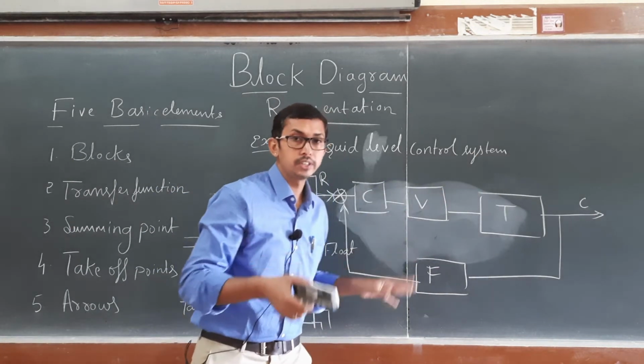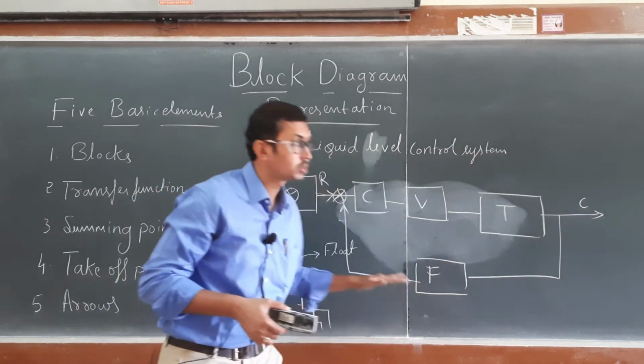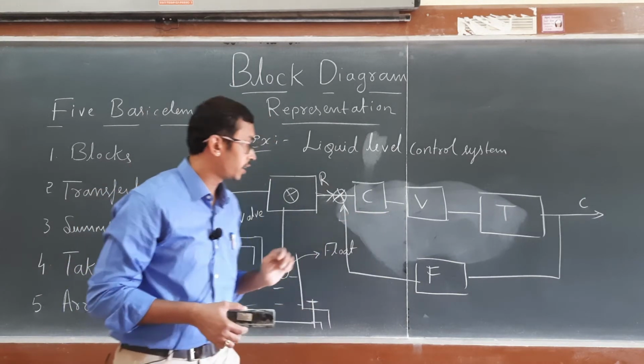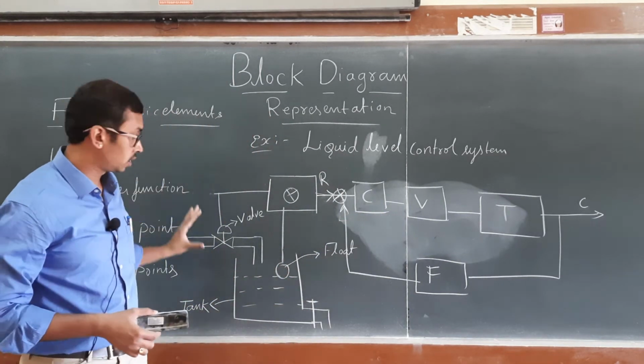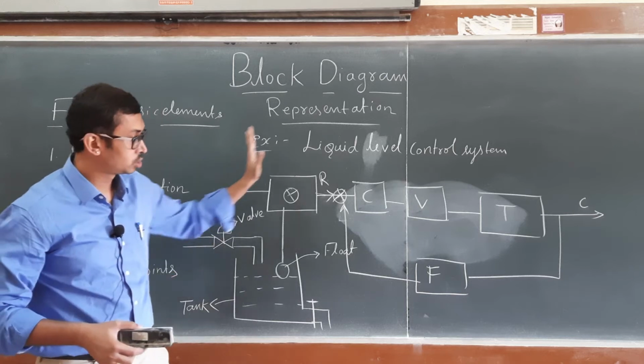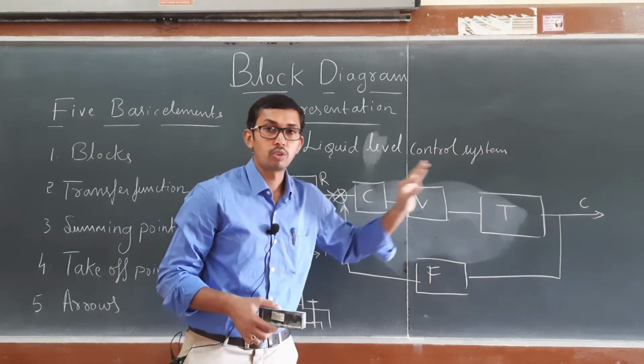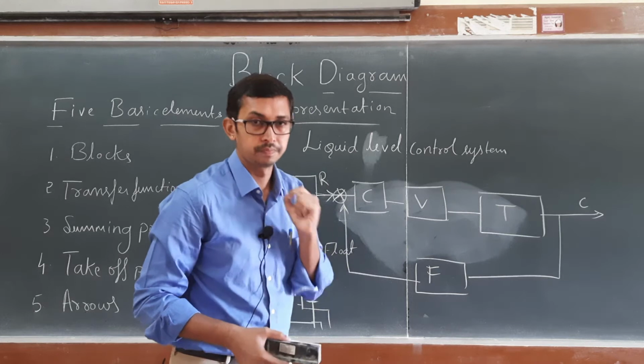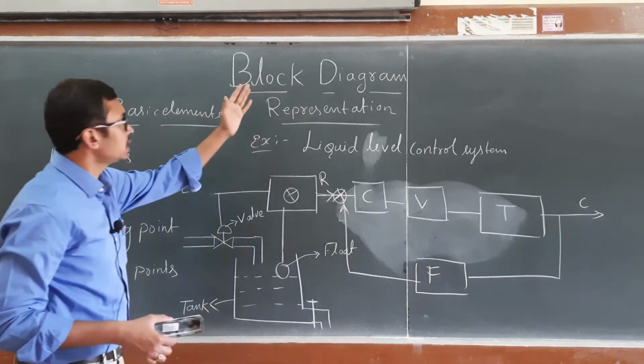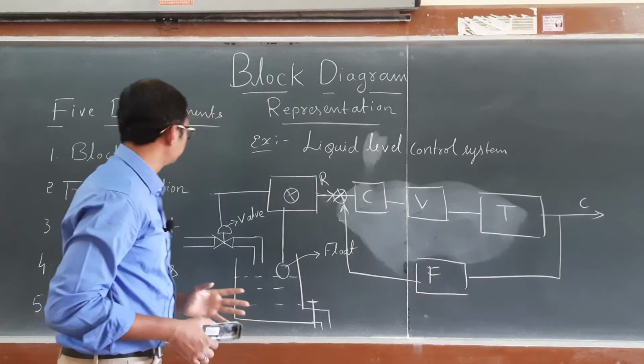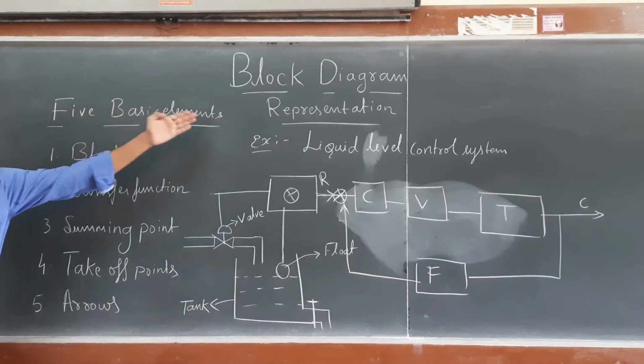Afterwards I will tell you how to reduce this block diagram. So here we are learning how to write the given system in terms of blocks. That is the main thing we are learning first. Here in the block diagram reduction technique, there are 5 basic elements.